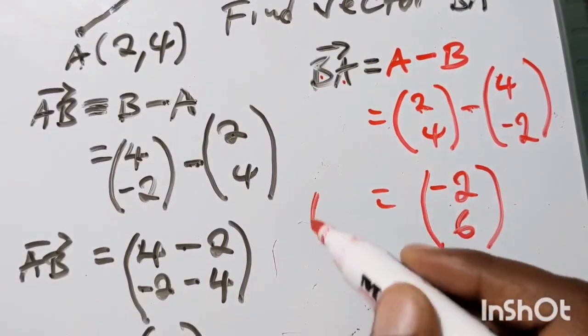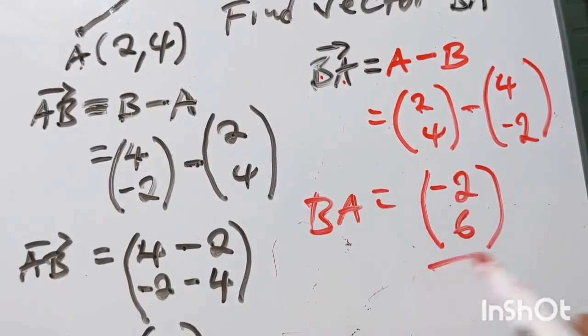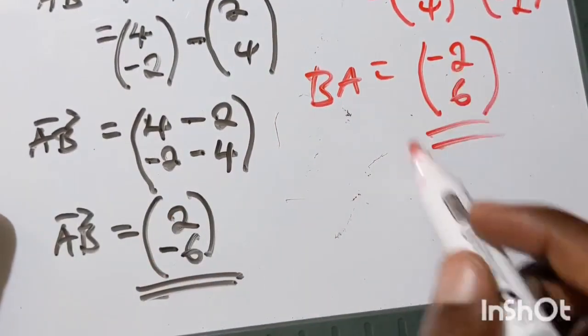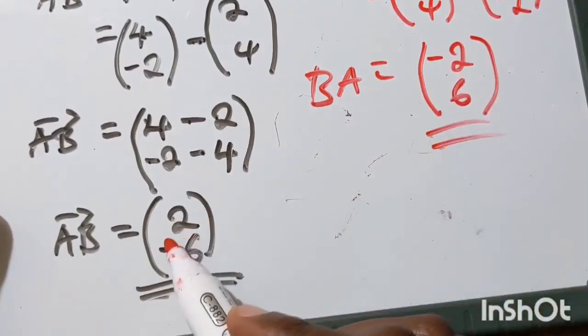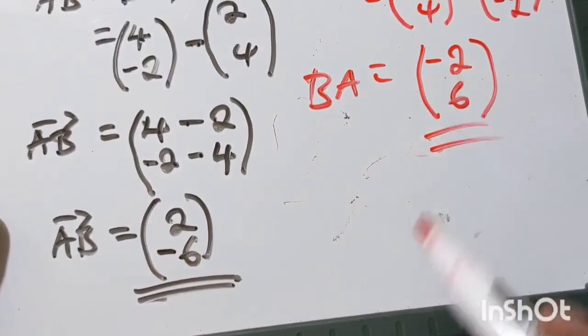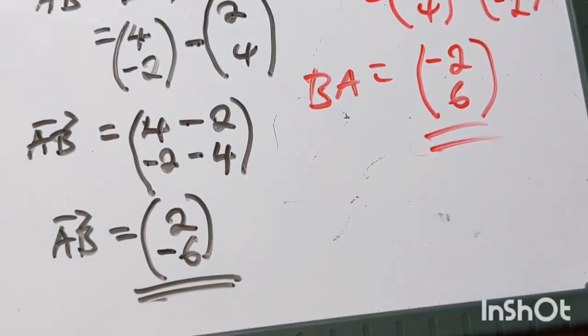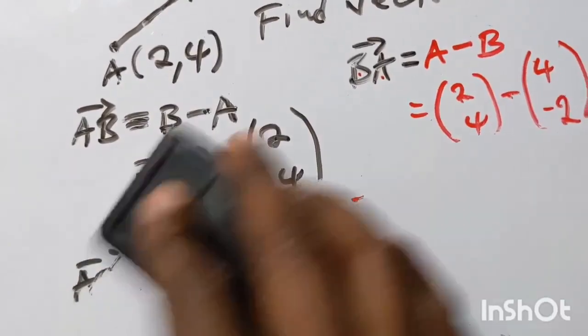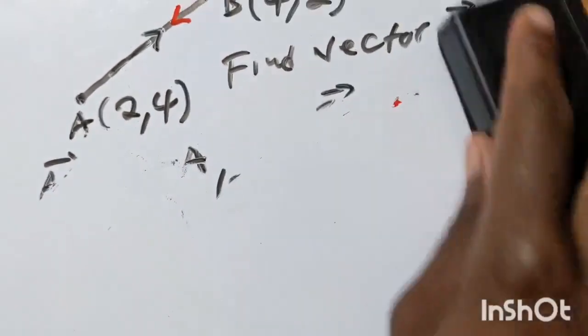So this is BA. If you look at this answer, it is the opposite of that answer. Here the negative is on 6, and there the negative is on 2. So that is how you can find the vector when you are given 2 points. So let's try to look at some examples for more understanding. Let me just create some space here.